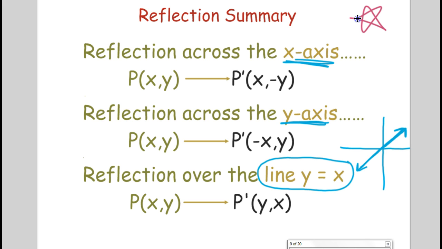So we know what happens on this first rule. You make the y negative. We know what happens here. You make the x negative. What happened on this last rule?